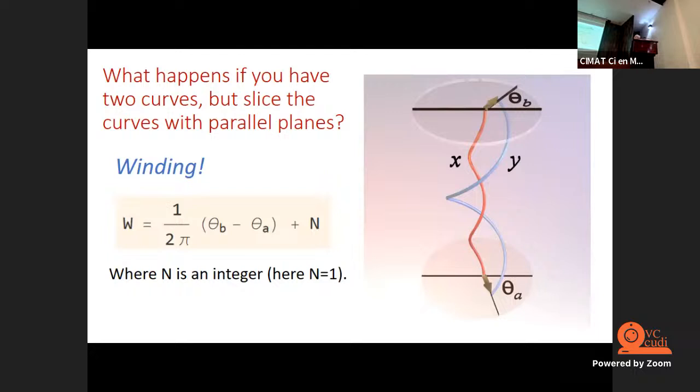So now I'll start getting into pieces of curves. What happens if you have two curves but slice the curves with parallel planes? So then you get winding.